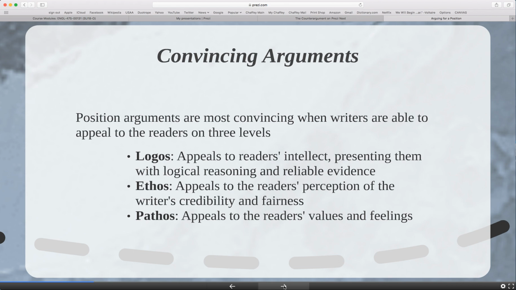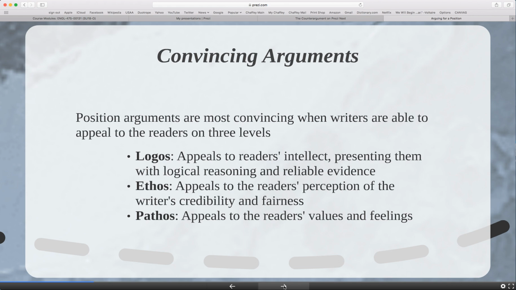I will not be testing you on this in class, but this often comes up in English 1A, so just to sort of prepare you for that. Logos, ethos, and pathos. Logos is simply an appeal to the reader's intellect, presenting them with logical reasoning and reliable evidence, right? As a writer, we're making that assumption that, hey, look, my readers are really smart people who understand that I'm going to have to give them a really strong case in order for them to believe me.